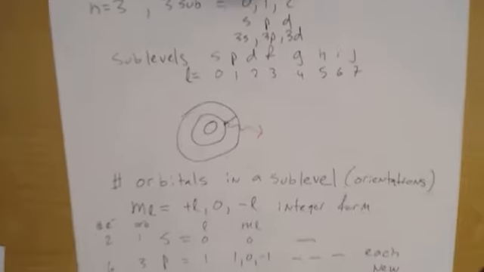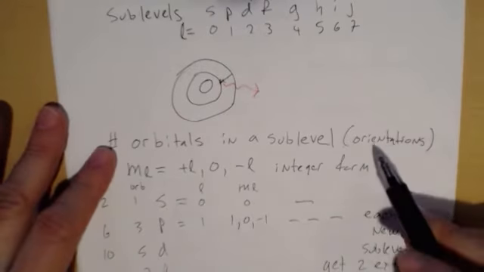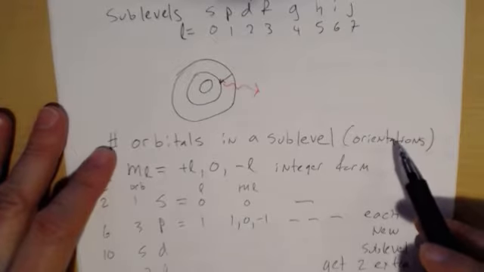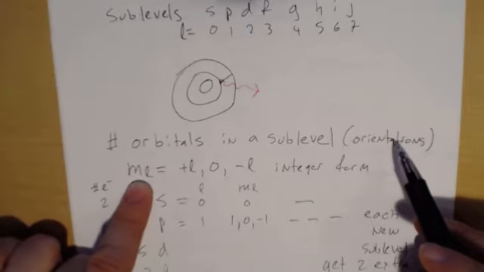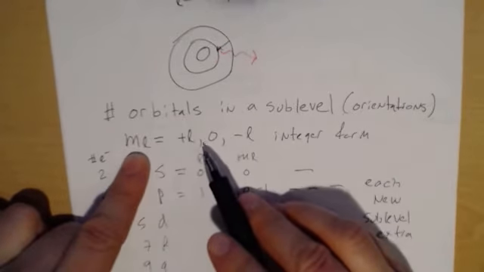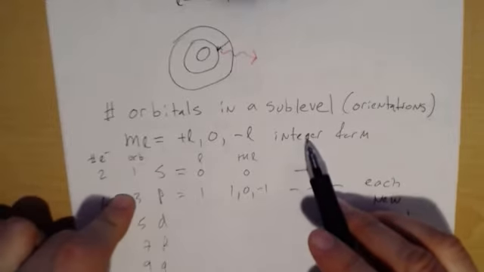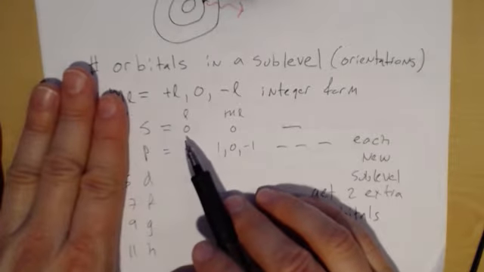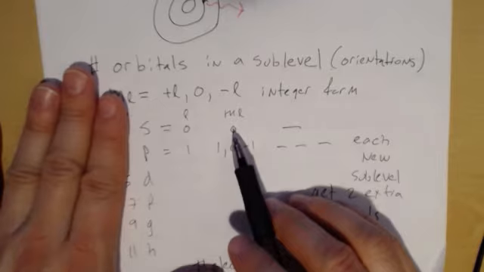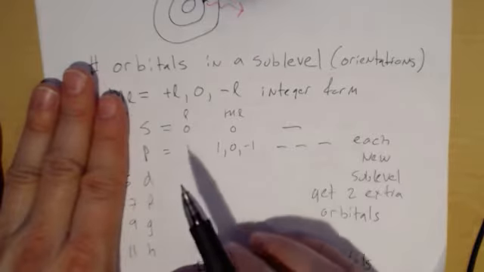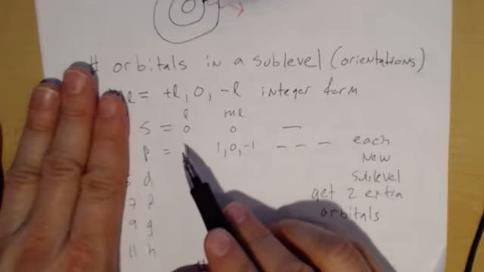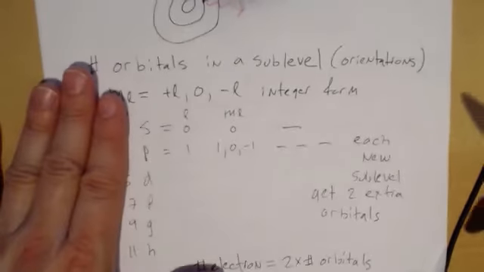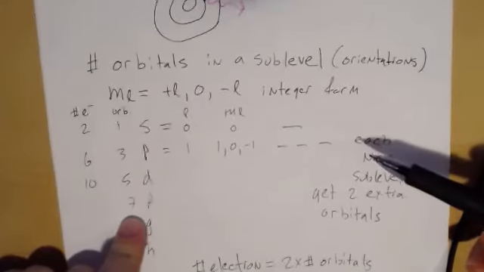The number of orbitals in a sublevel, which is related to different orientations the orbitals can have, is related to the m sub l number. The m sub l quantum number goes from positive l to 0 to negative l in integer form. So when l equals 0, like an S, there's only one orientation. There's only one orbital in that sublevel. When we have a P, which has an l of 1, there's 1, 0, minus 1. We get 3 orbitals, right? And we would expect D to have 5 and F to have 7, and so on.